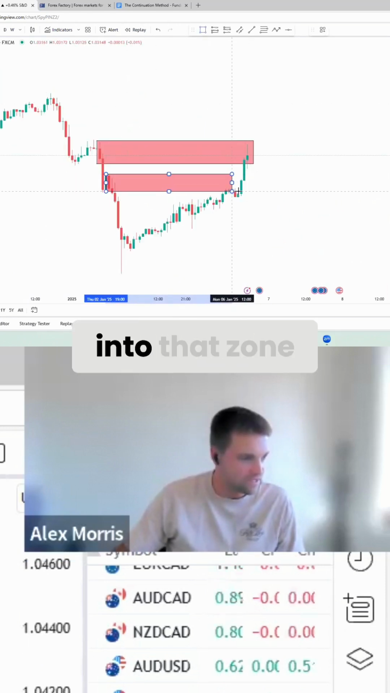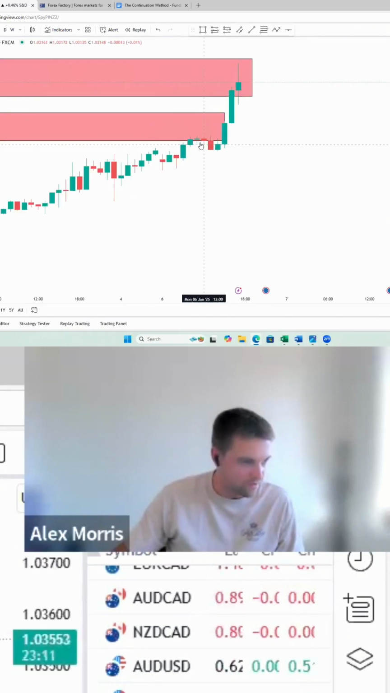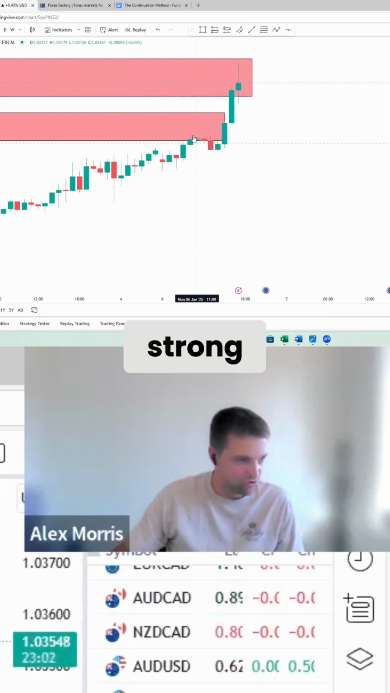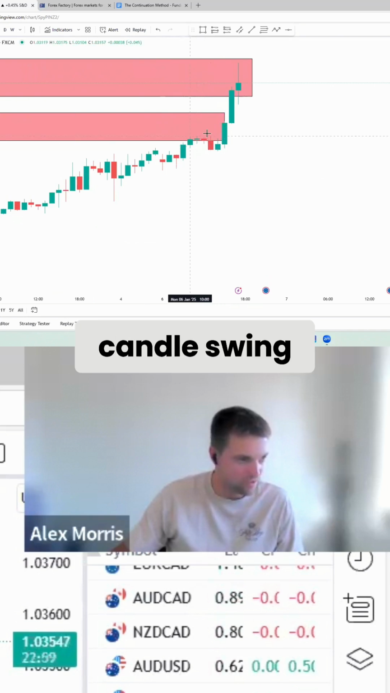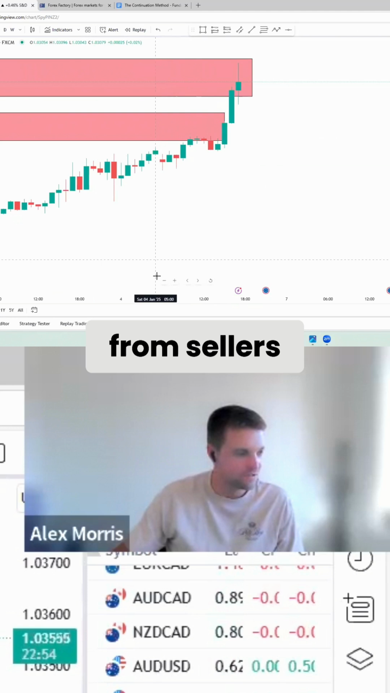You then come back into that zone. So then you don't really see a strong confirmation. You do have an engulfing candle there. It's not really a strong confirmation. It's not a 3-candle swing. Yeah, it's not showing me strong intent from sellers.